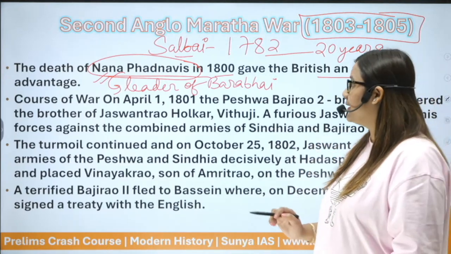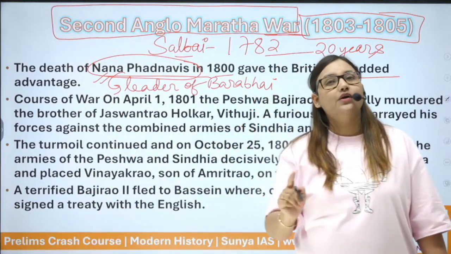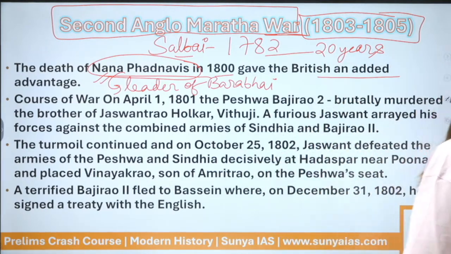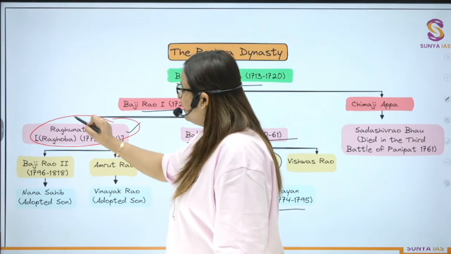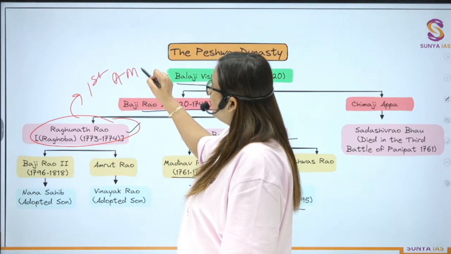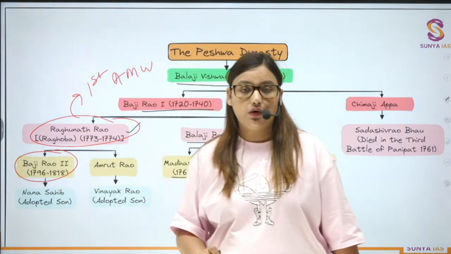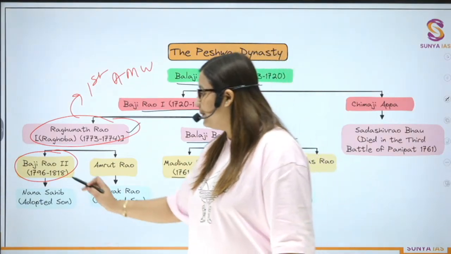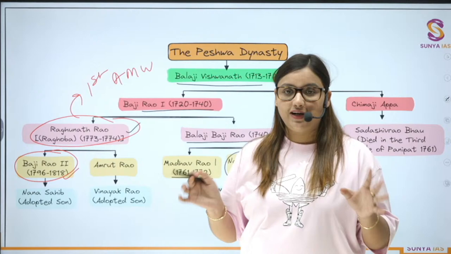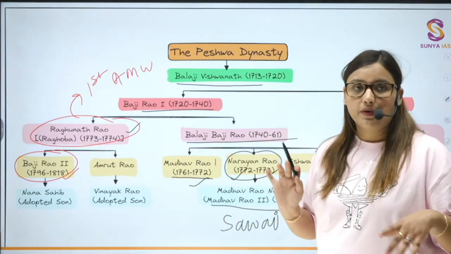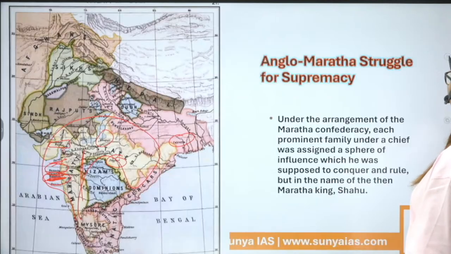So now the Second Anglo-Maratha War is happening again because of the son of Raghunath Rao. Do you know who started the First Anglo-Maratha War? Raghunath Rao, right? Raghunath Rao started the First Anglo-Maratha War by signing the Treaty of Surat. And you will see that Baji Rao II, the son of Raghunath Rao, will also start the Second Anglo-Maratha War by signing a treaty with the EIC. Again, same problem. History repeats itself. Now the son is doing the same the way his father did, because he was the Peshwa from 1796 to 1818, and during his Peshwaship Nana Fadnavis died.